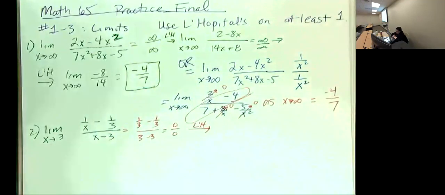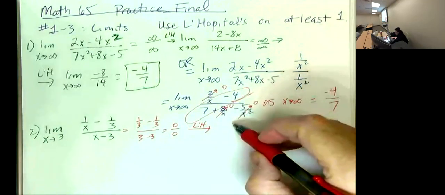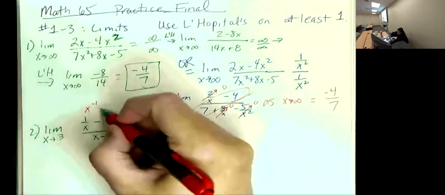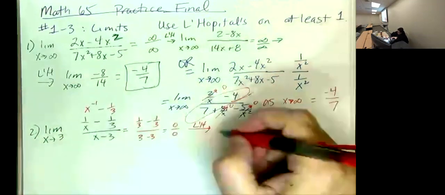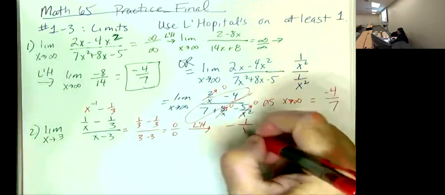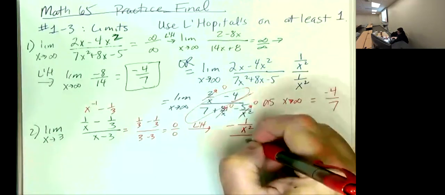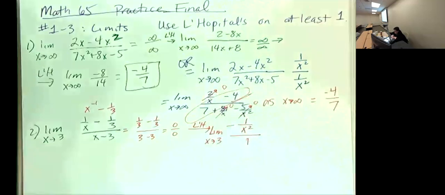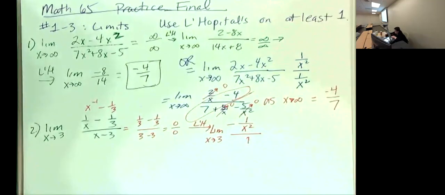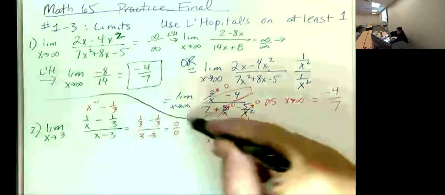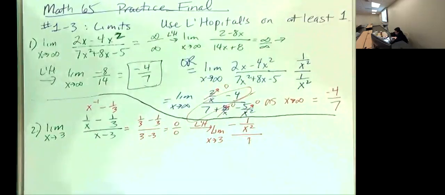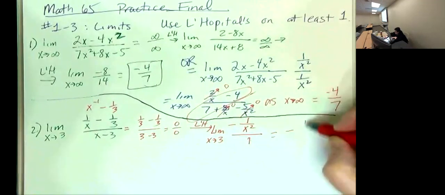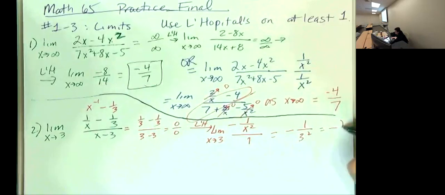It's an indeterminate form. The derivative of the top, the derivative of 1 over x, so this is x to the -1 minus 1/3. If I take the derivative of x to the -1, I have -1 over x squared on top. On bottom, I just have 1, and I need to put my limit in there. I need to have the limit each time. And now when you evaluate at x equals 3, you just get -1 over 3 squared, which is -1/9.